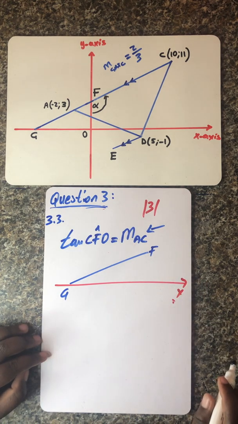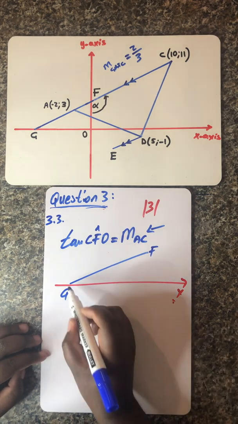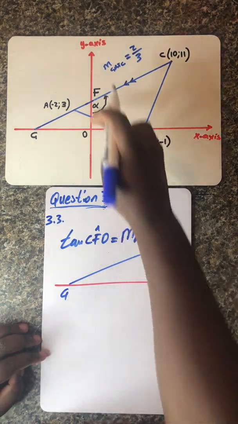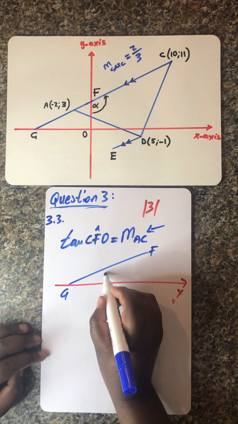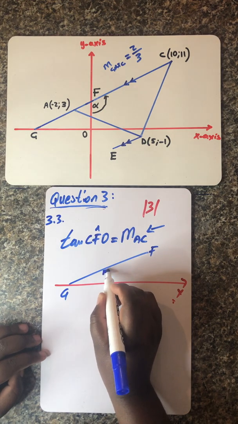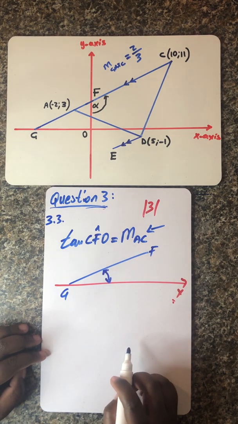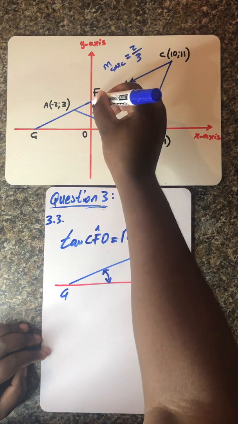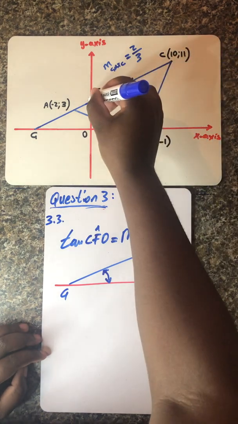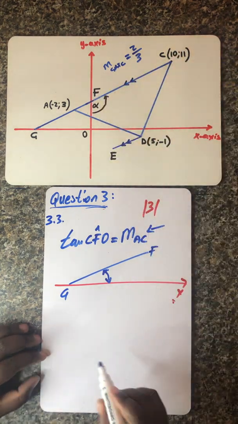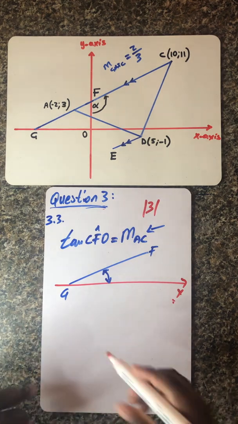Okay, so ladies and gentlemen, remember, this is that point G, this is that F over there. So that angle, ladies and gentlemen, is it not equal to that angle formed there? Let me just show you which angle I'm talking about.